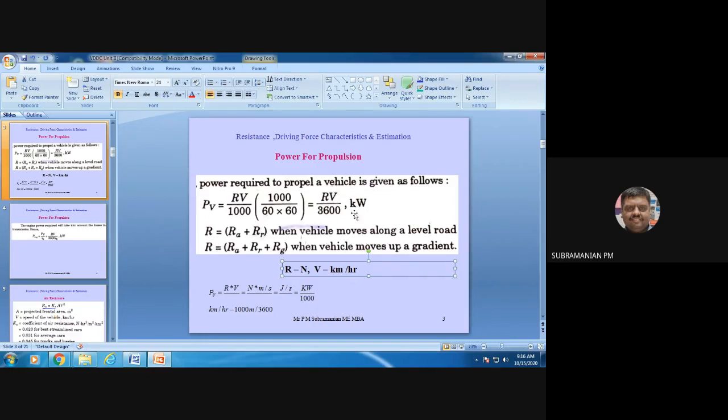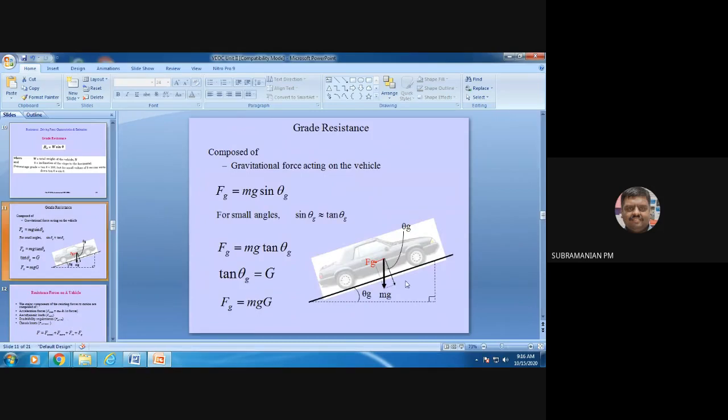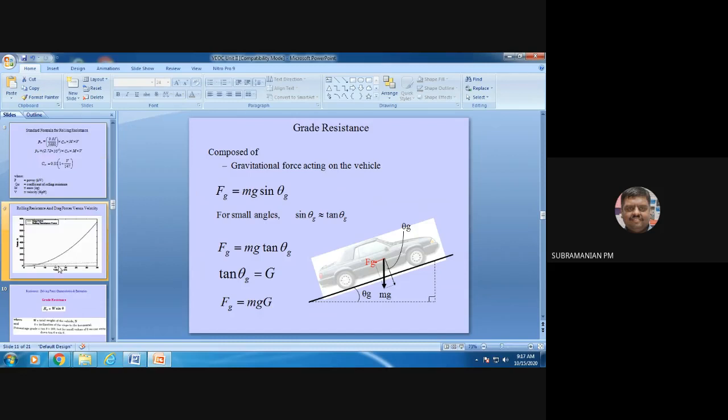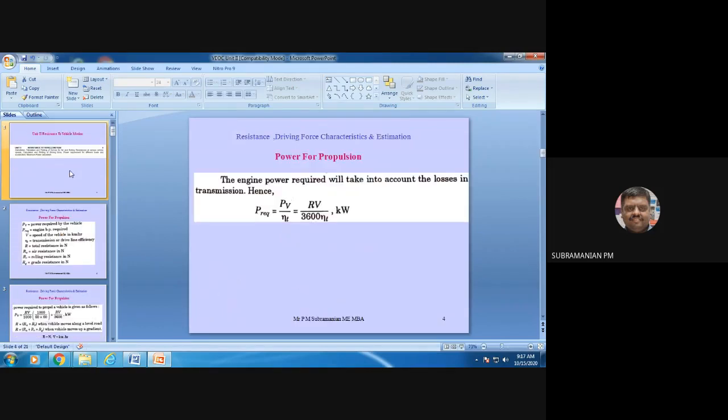Now see, there are three resistances: RA, aerodynamic resistance, rolling resistance, and gradient resistance. Let me show you what is gradient. Whenever a vehicle is moving over a slope, grade resistance will come into picture. Otherwise, grade resistance will not come. That is, when a vehicle is traveling on a level road, grade resistance will not come.